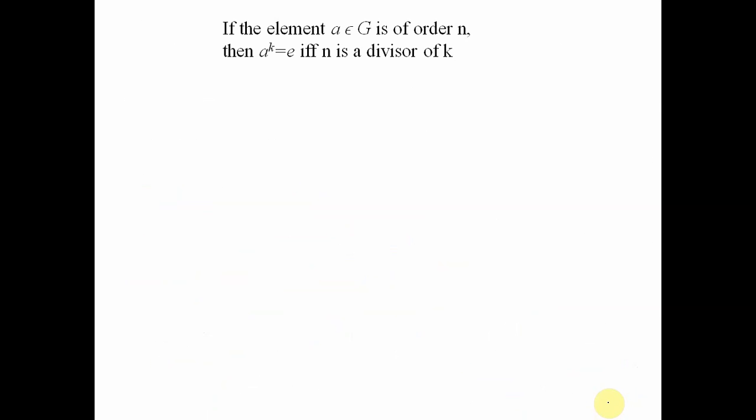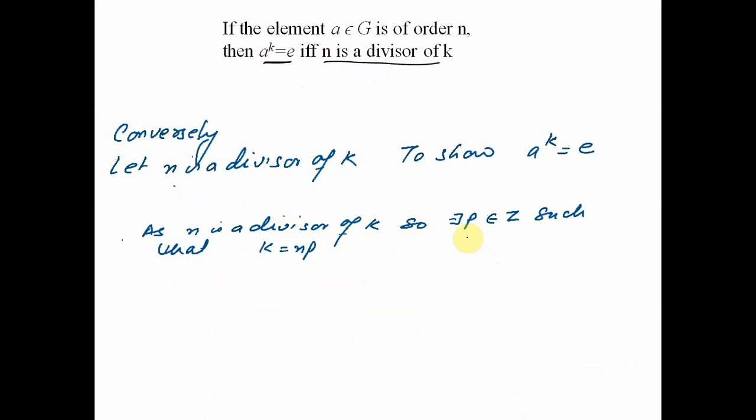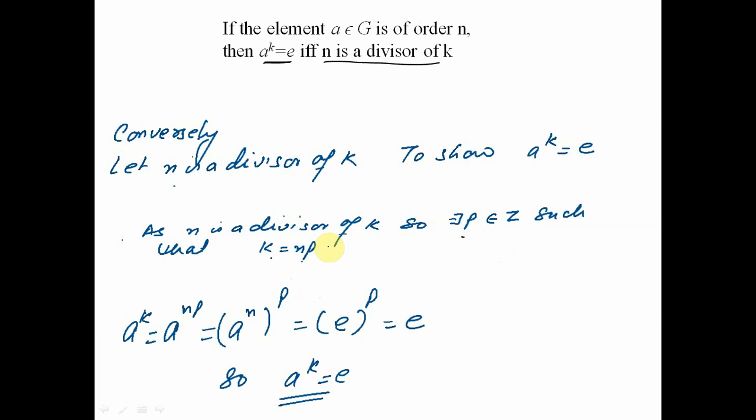Now for the second part of the proof, let n be a divisor of k. We will assume this to be true, and then I will try to show the result. If n is a divisor of k, that means there exists an integer p such that k is equal to np. n is a divisor of k, that means we multiply something to n to get k. So let that something be the integer p. k is equal to np. Now what do we do?